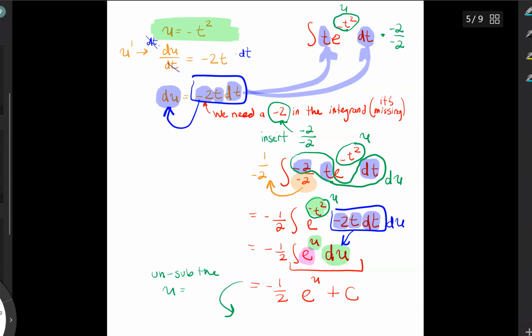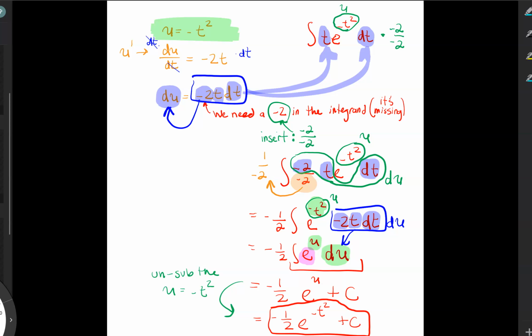Unsub, what was u? It was -t squared. Okay, so here we go. And boom, we got the same thing as before. So we created the thing that we needed to have all the building blocks to swap out that du straight up. Instead of being limited to what was there for us, we just use this special form of one rule. We were kind of tricky tricksters, and we forced it to have what we needed.